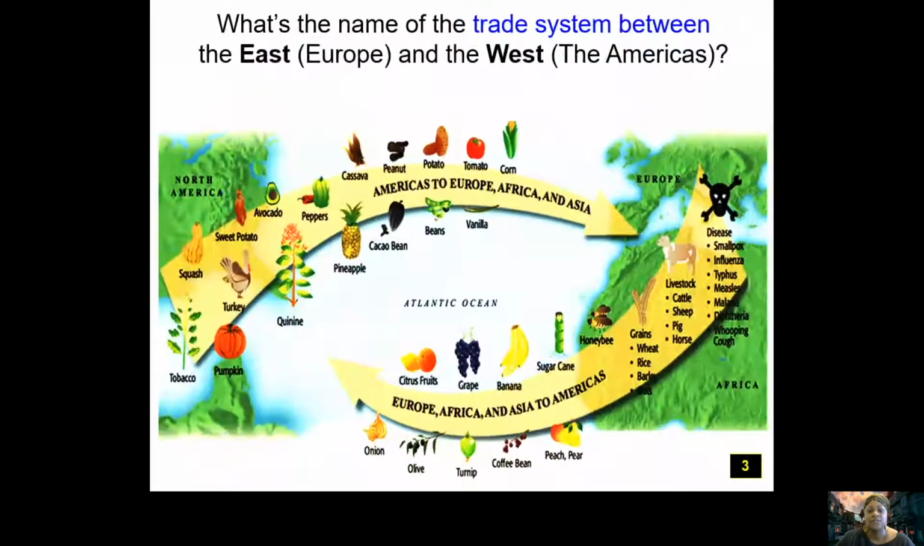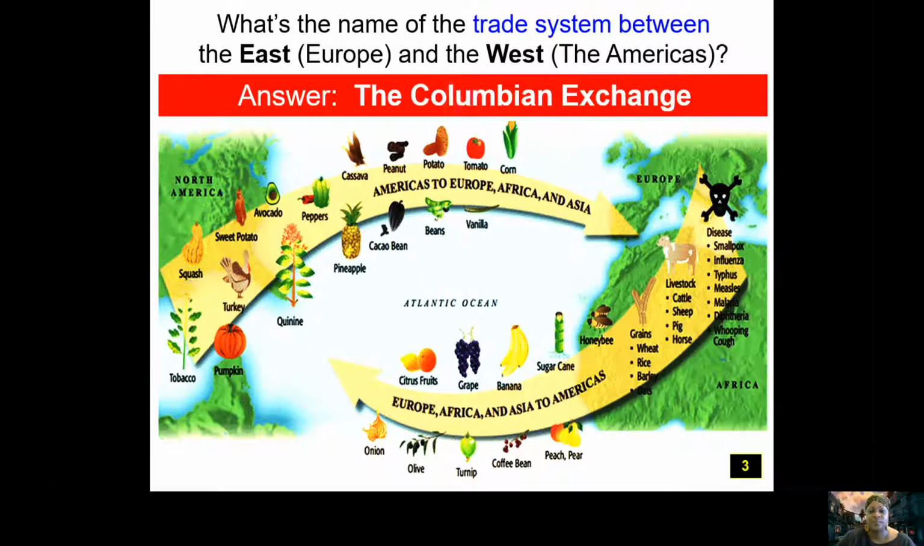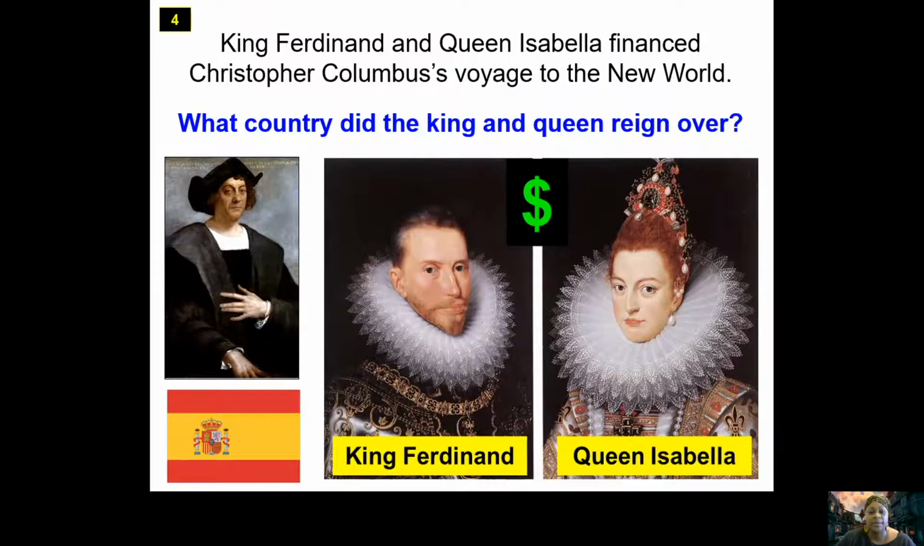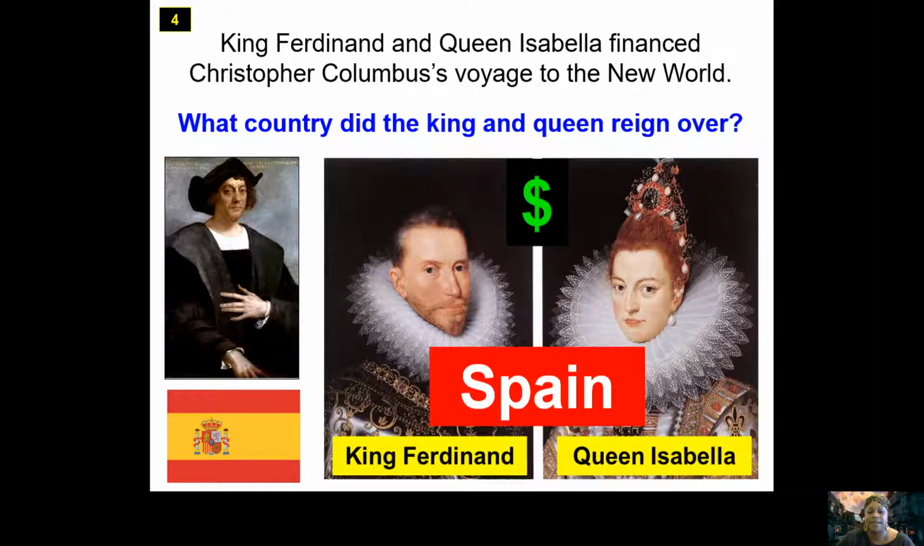Question number 3. What's the name of the trade system between the East and the West? What is the name of this trade system? The trade system was called the Columbian Exchange. We're halfway there on question number 4. King Ferdinand and Queen Isabella financed Christopher Columbus's voyage to the New World. Now, what country did the king and queen reign over? Where are King Ferdinand and Queen Isabella from? They are from Spain. They are the king and queen of Spain.